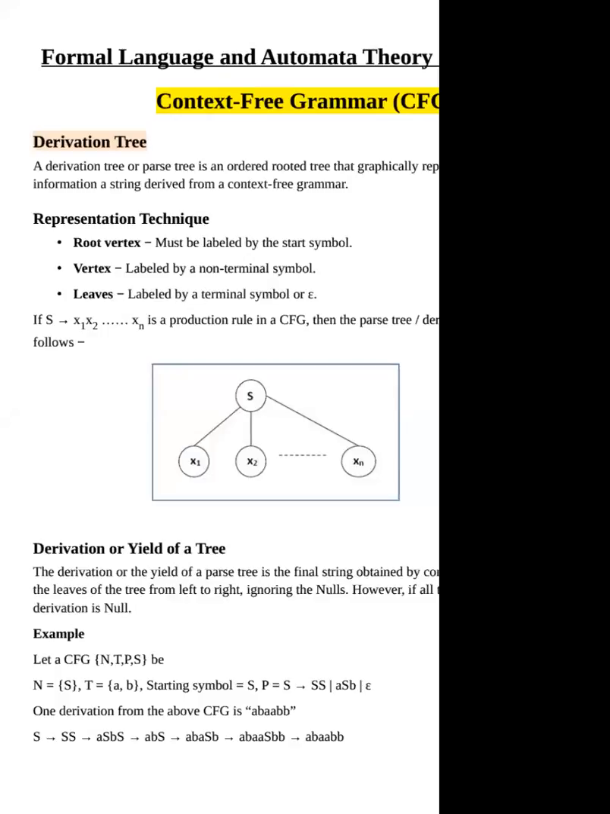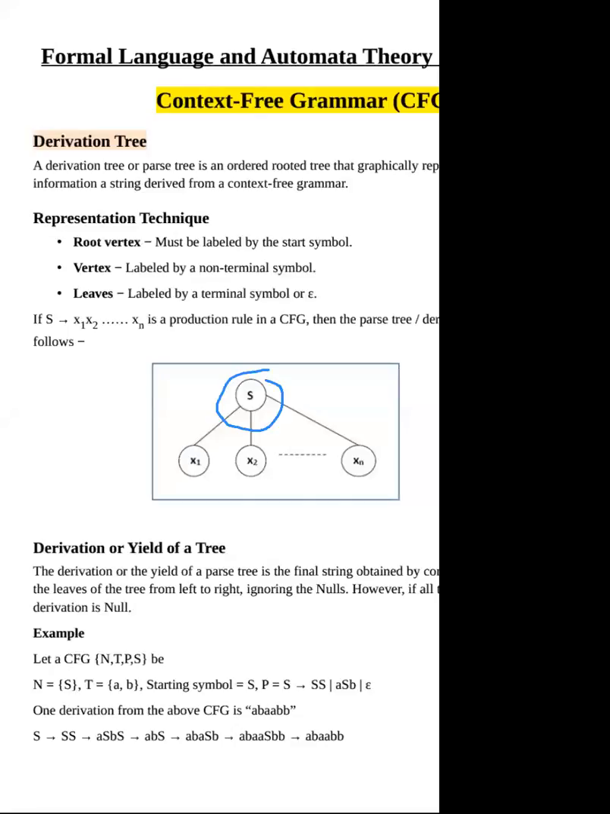Those steps can be shown by a tree representation. That pictorial representation is called a derivation tree. Now in a derivation tree, mind it, the root must be the start symbol. Look here, this is the root, the start symbol. Normally we denote the start symbol by S, but it can be A, B, C, D, any letter, but it must be an uppercase letter, mind it.